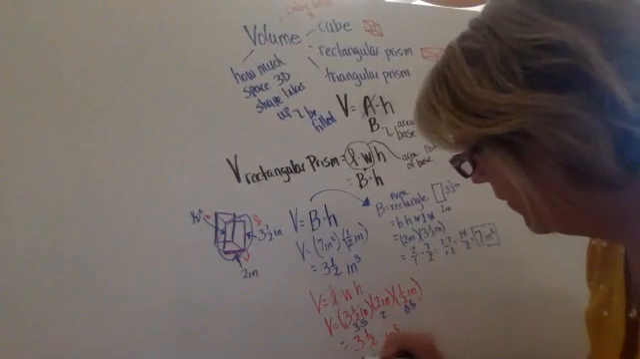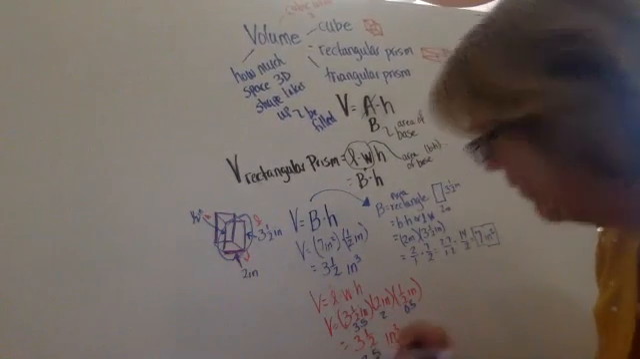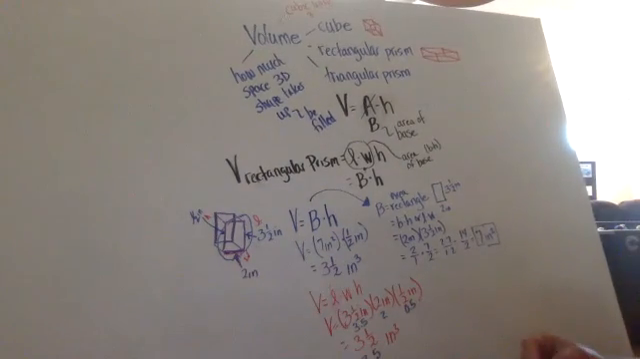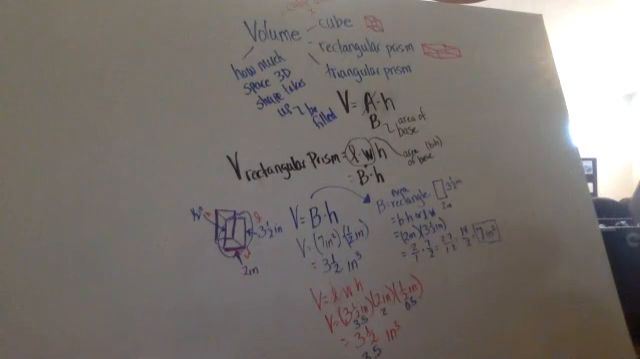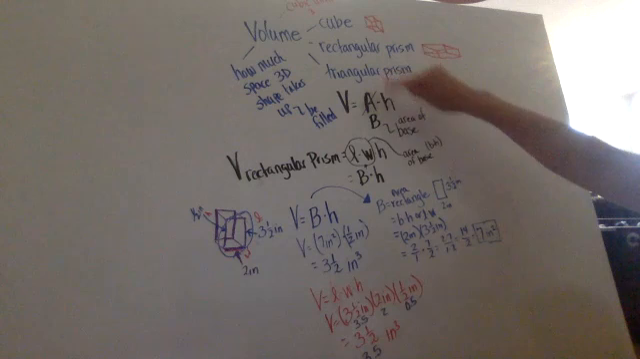And then you could just double check it in the calculator. Another way to do it, for sure. All right. So that is how to find the volume of a rectangular prism.